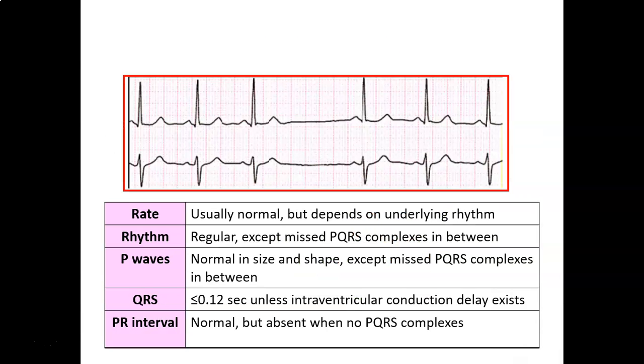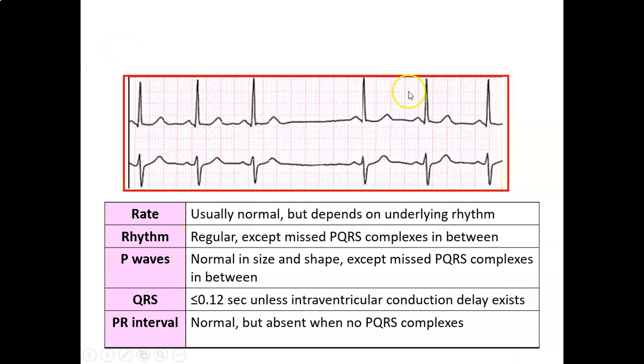Look at this rhythm strip. The rate seems to be okay, normal. Rhythm is irregular here. We can see P waves. Yes, P wave, QRS complex, T wave; P wave, QRS complex, T wave. But here a complete cycle is missed. No P, no QRS complex, no T. And then again the normal P, QRS complex, T starts.